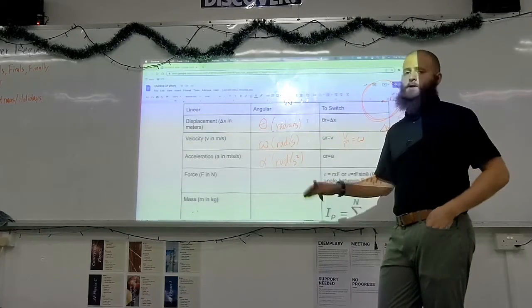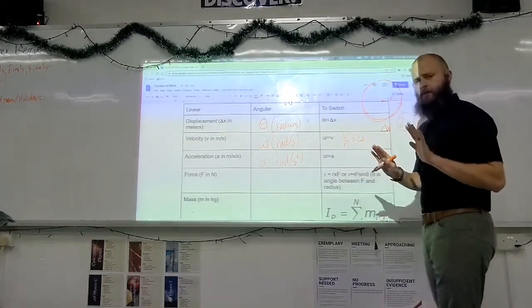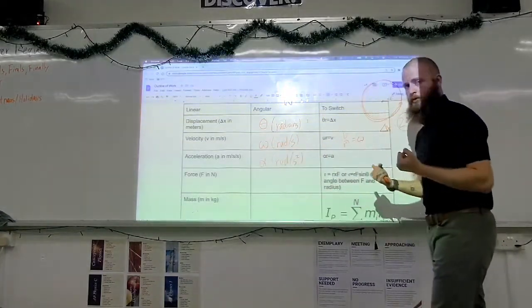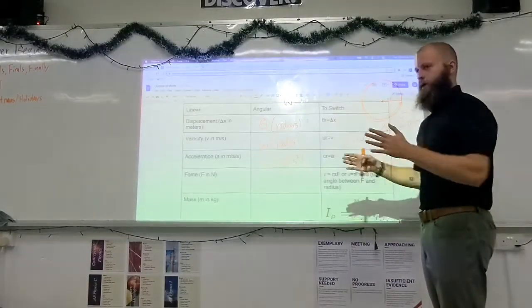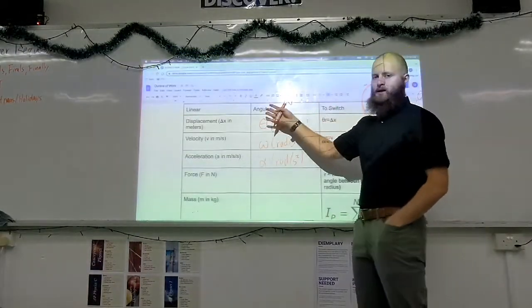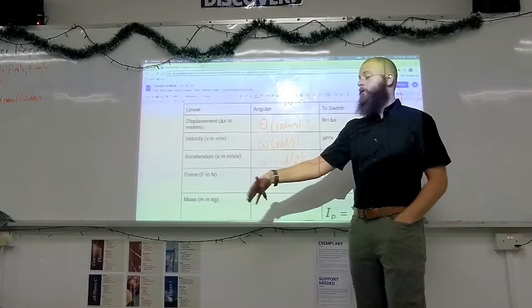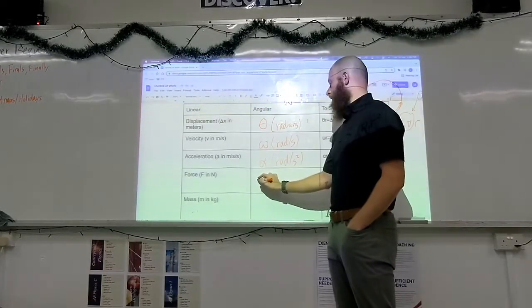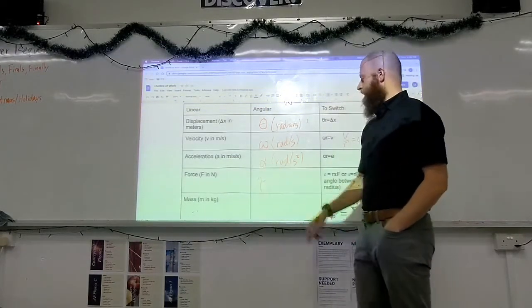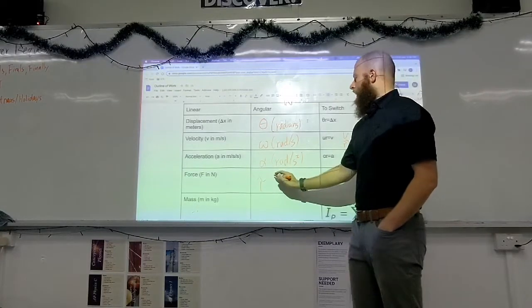So let's talk about force. When we talk about force, it's a push or a pull, and it's in a direction. But we have an angular version of that as well. The angular version of that we call torque. It's this weird letter like this.